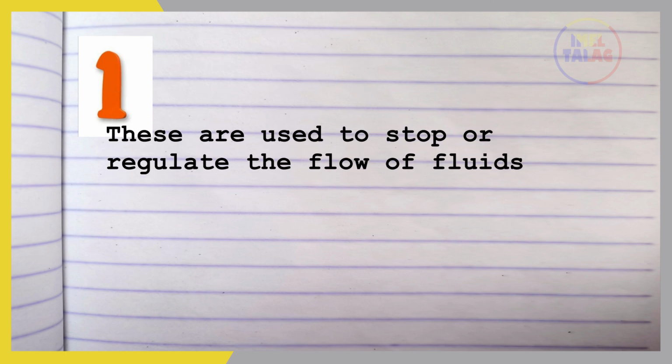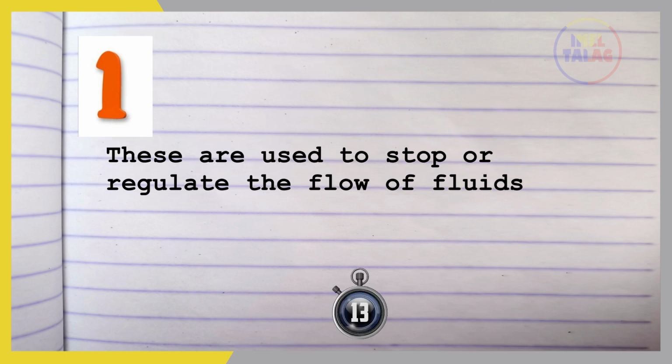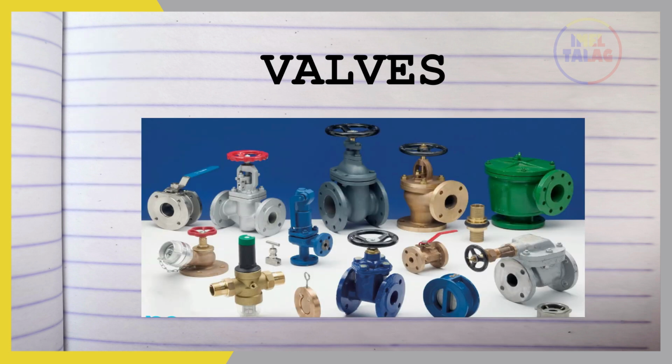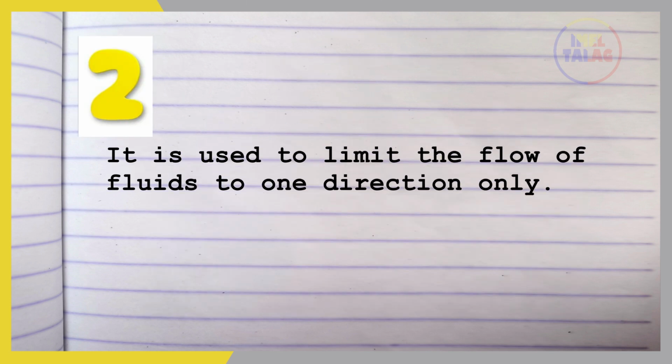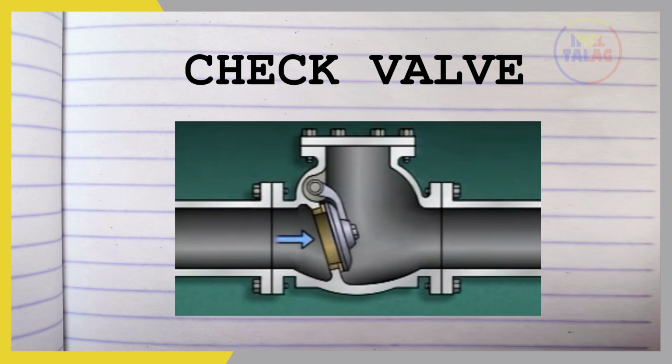Number 1. These are used to stop or regulate the flow of fluids. The answer is valves. Number 2. It is used to limit the flow of fluids to one direction only. And the answer is check valve.